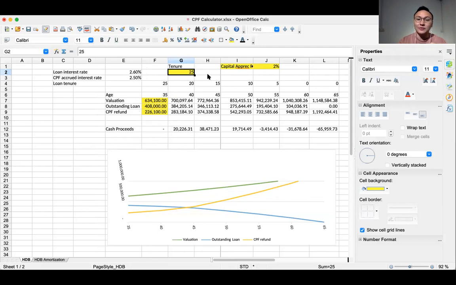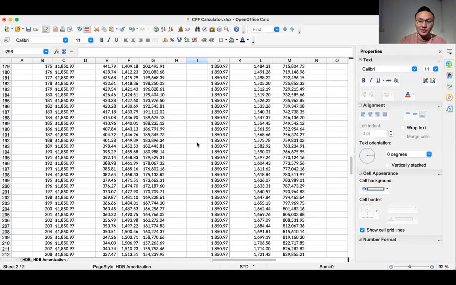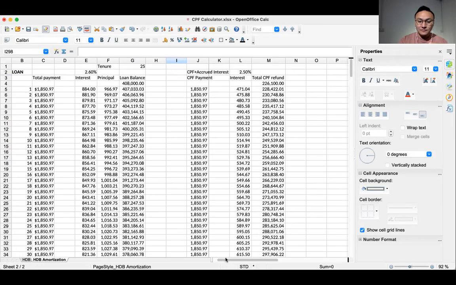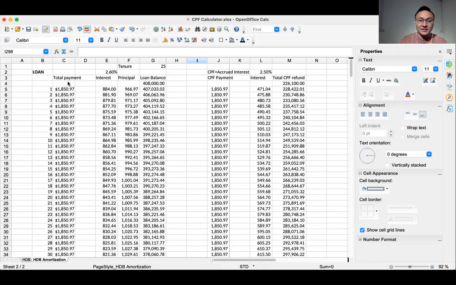The numbers that you need to change are only here. This is the tenure, how long you take the loan for. Once you key in your own figures, you go to this bottom portion, amortization, and I'm going to explain it to you. As you can see, the monthly payment is $1,851. Then there's the interest, the principal amount, and the loan balance. When we first collect the key, it is 408,000, then as the months go by, it slowly decreases.